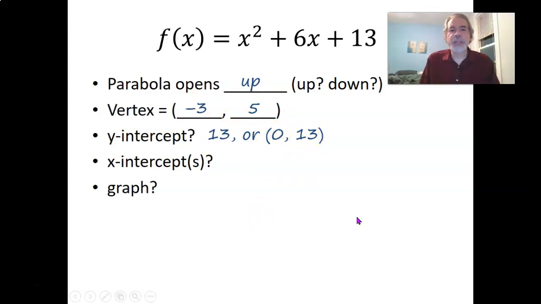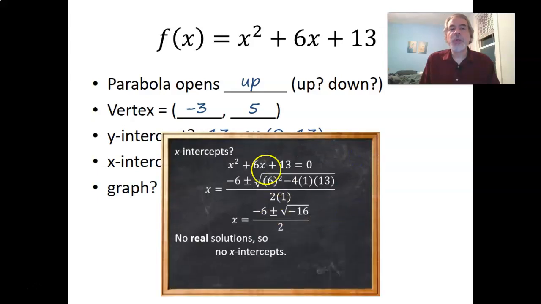What about x-intercepts? To find those, we would set this whole function equal to 0 and solve, which here we can't do by factoring. We could do it either by completing the square or by the quadratic formula. But either way, eventually we're going to have to take the square root of a negative number. So that means there are no real number solutions to that equation, and thus no x-intercepts.